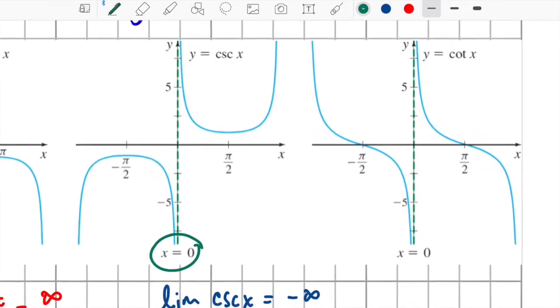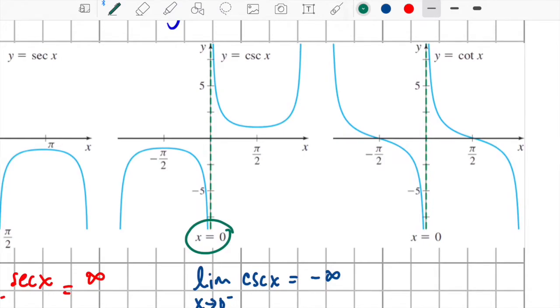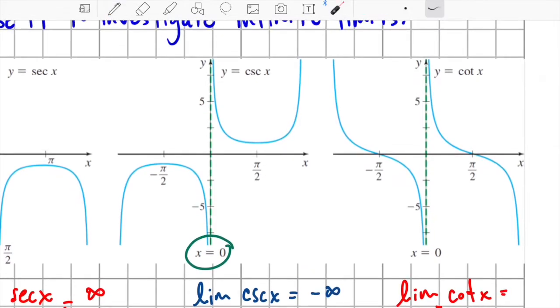And the last graph, let's see, cotangent. Again, the c value is at 0, so we're going to start with that. So limit as x approaches 0 from the left of cotangent of x. Again, let's look at the graph. We're approaching 0 from the left. What's the graph doing? The graph is heading towards negative infinity.